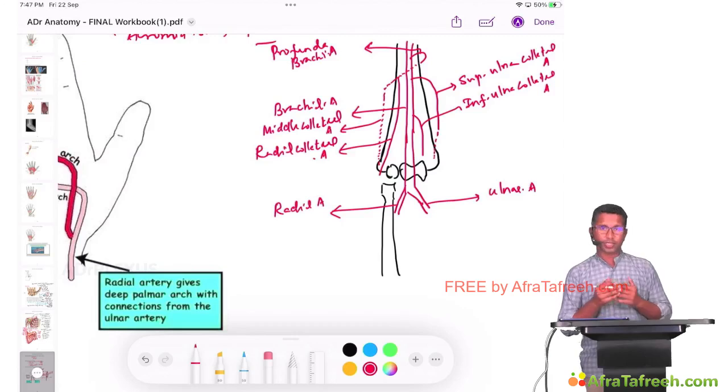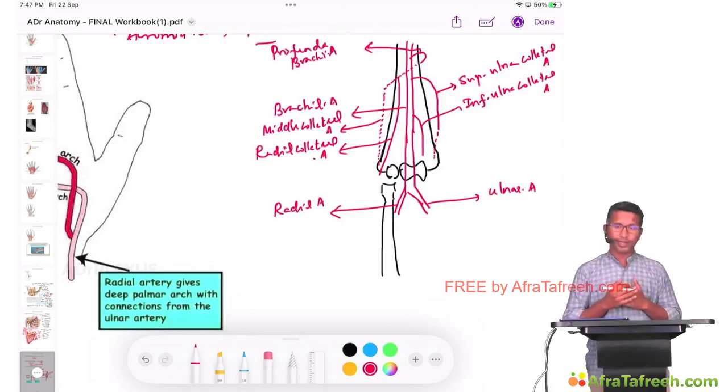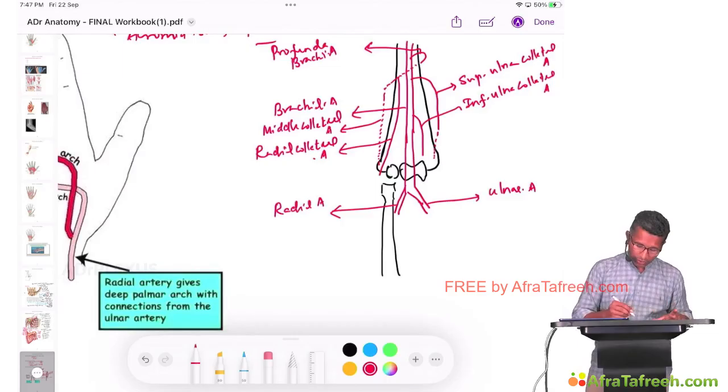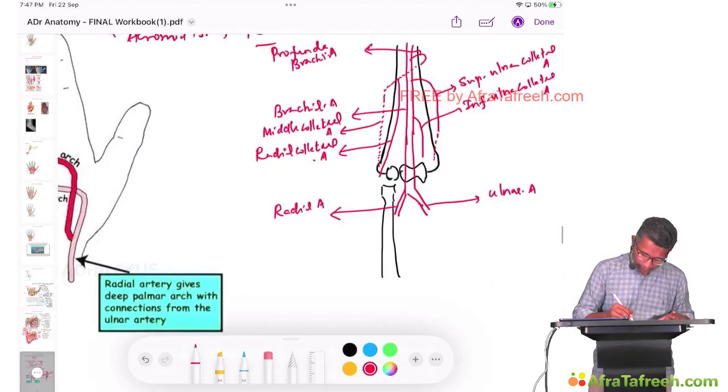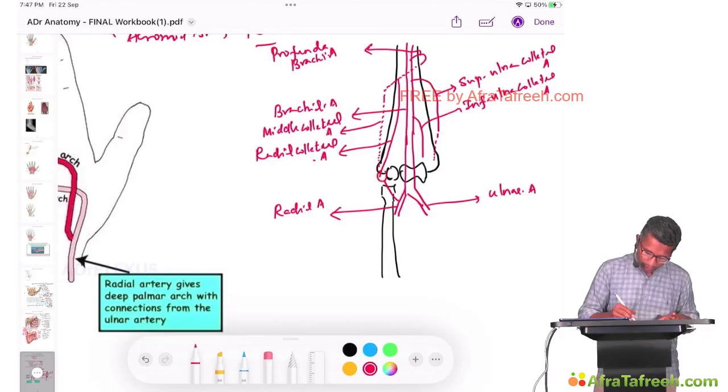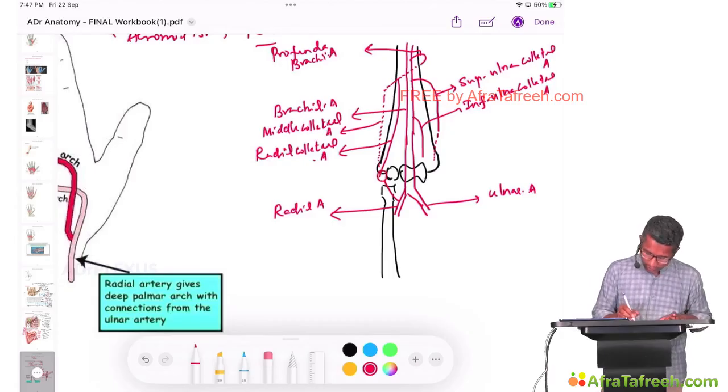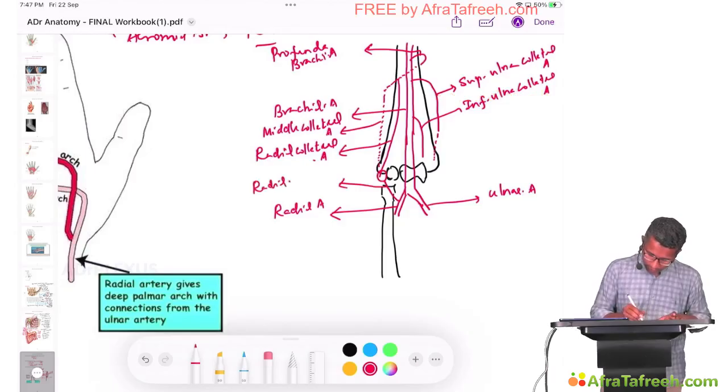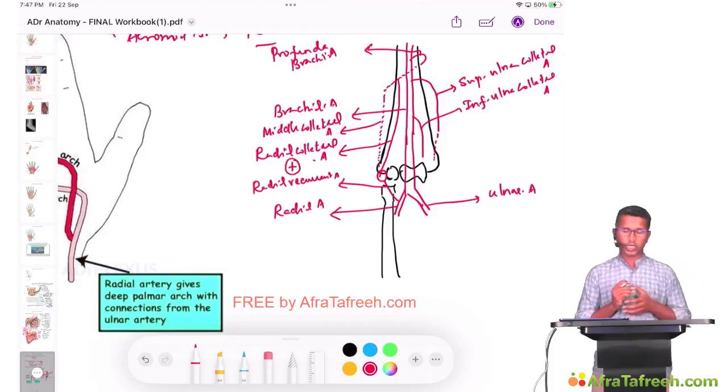Now what happens to the terminal divisions of the brachial artery? The radial artery gives a branch called the radial recurrent artery, which anastomoses with the radial collateral artery. So what is this artery called? This artery is called the radial recurrent artery. So the radial collateral artery and radial recurrent artery anastomose with one another.